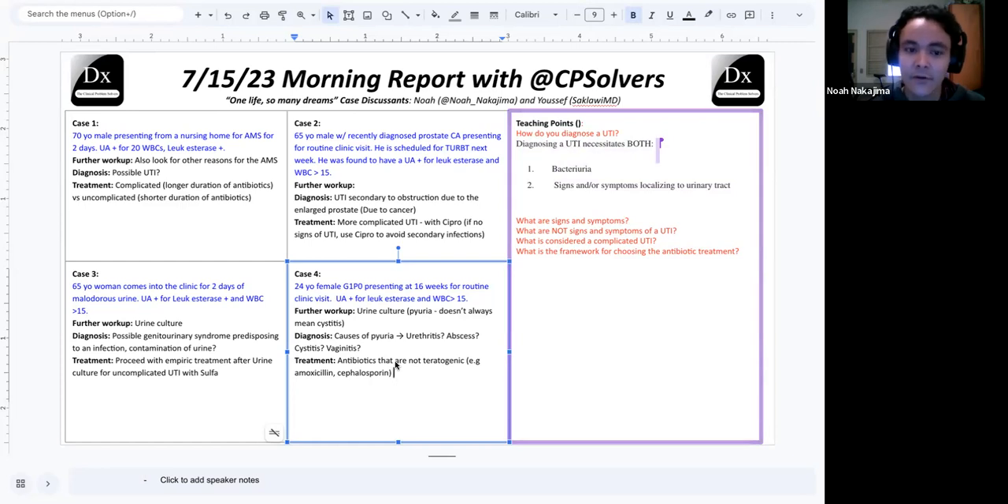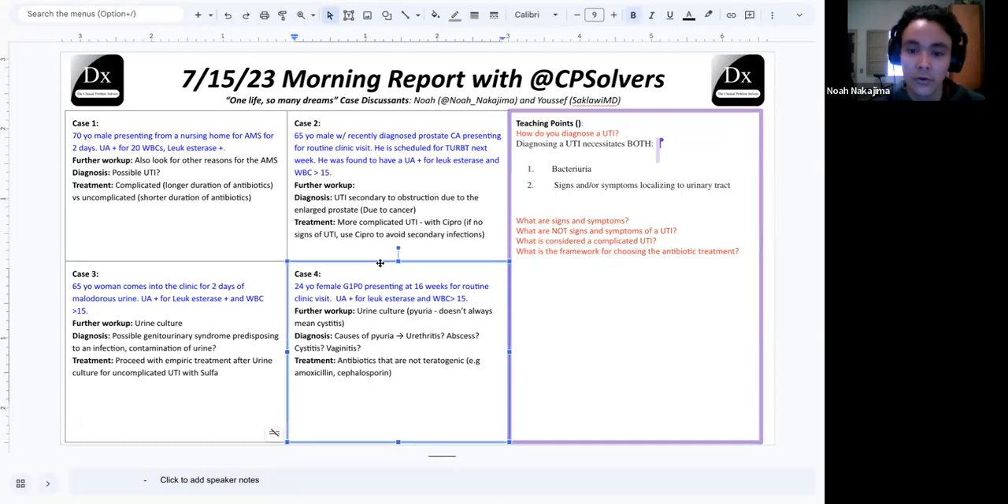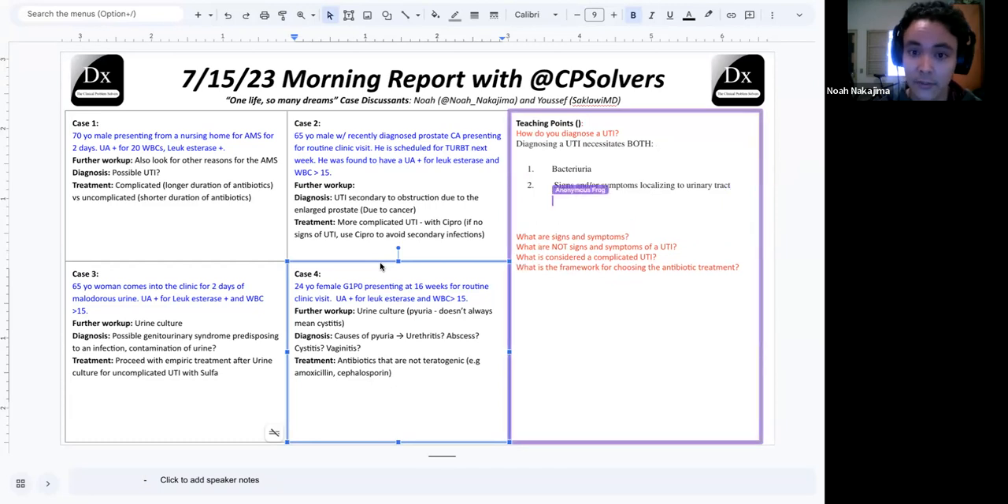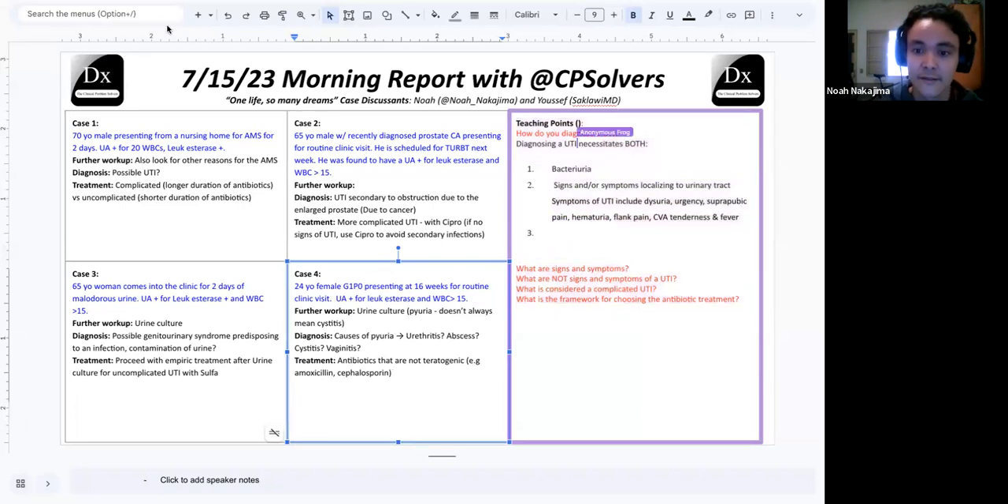Isn't that indicative of a UTI? Again, a UTI is when you have signs and symptoms that localize an infection to the urinary tract. So it doesn't matter if you have pyuria, it doesn't matter if you have bacteriuria. If you don't have signs and symptoms like urgency, dysuria, pain, this is not a UTI, okay? So the first case, elderly gentleman with altered mental status and pyuria, so dirty UA, one presentation, this is not a UTI. The group was spot on. You have to look for other reasons for the altered mental status.